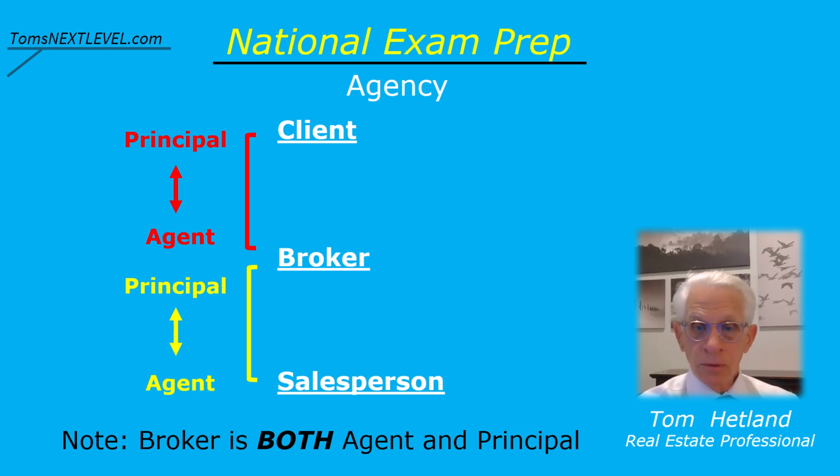So we're throwing the word agency around here and agent and all of that. Here's why students get confused, and understandably so. In agency relationships, the broker is both an agent and a principal. And students say, well, I thought I was the agent. Well, you're an agent of your broker, but the broker is also an agent of their client. So just be aware of that. The broker is both an agent and a principal in the brokerage. They wear both those hats.